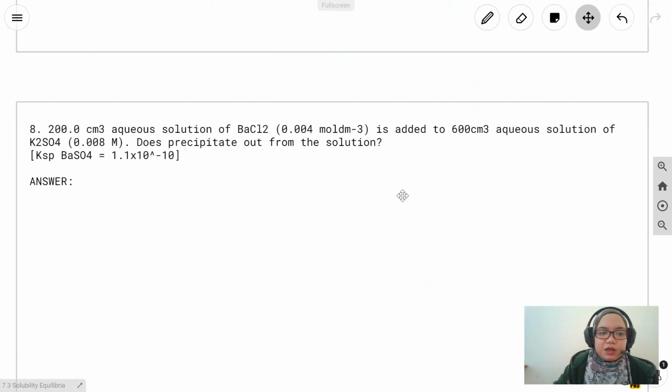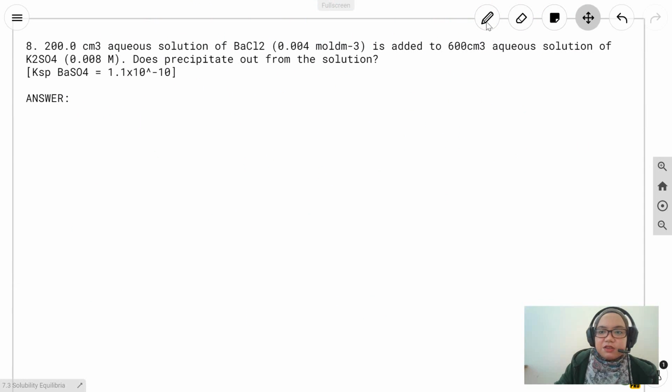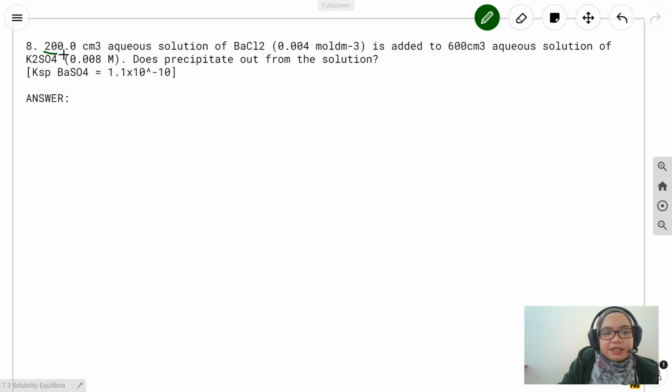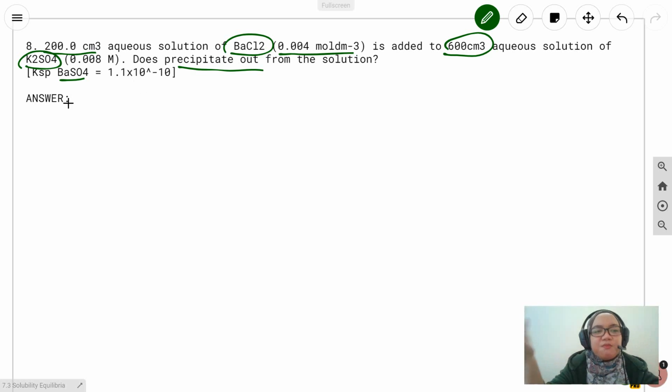Okay. Question number 8, okay, look at the question. It says 200 cm³ of aqueous solution of barium chloride with the molarity of 0.04 molar is added to 600 cm³ aqueous solution of K2SO4 of 0.08 molar. Thus precipitate out from the solution. It gives us the Ksp of BaSO4 equal to 1.1 times 10 to the power of negative 10. So we know here, the first step, we already know what precipitate will form. The precipitate that will form is BaSO4.